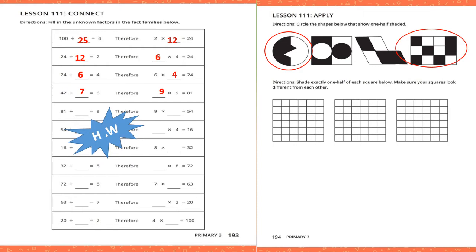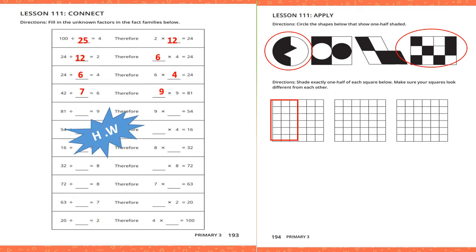Next, the last question here. Directions: shade exactly 1/2 of each square below. Make sure your squares look different from each other. So the first one here, I will shade half of the wall. Like that. I will count how many rows and how many columns, and I will divide it by 2. So I will take the half and color it.